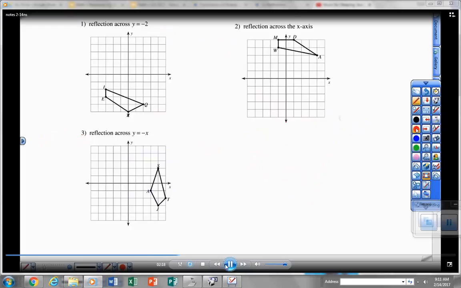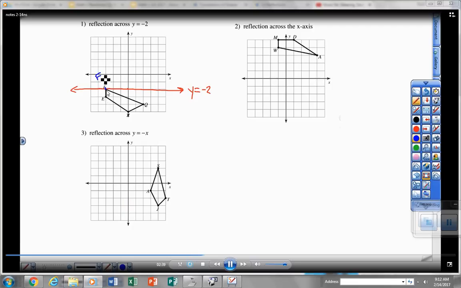For reflections, again, find that line you're reflecting across. Y equals -2 would be a horizontal line. That would not be vertical. X lines are straight up and down, vertical. So now to reflect, this point is on the line of reflection, so the new point will still be on that line.